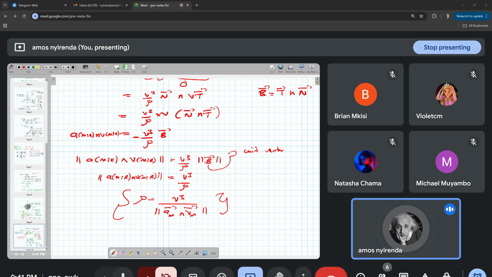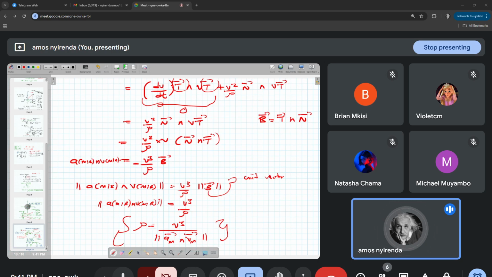Is it clear? What I've done, is it clear? Can we now move to relative motion? Is it clear? Right. Violet says it's okay. What about the others? What do you say? Is it clear? Natasha, is it clear?